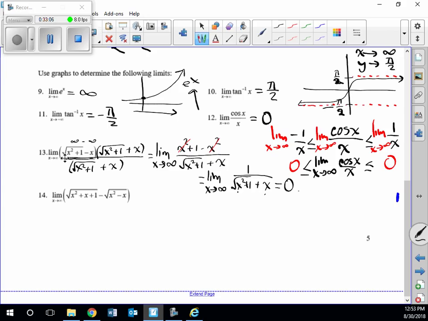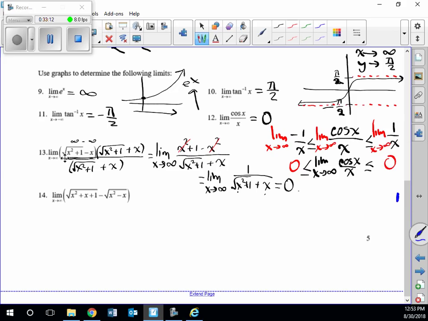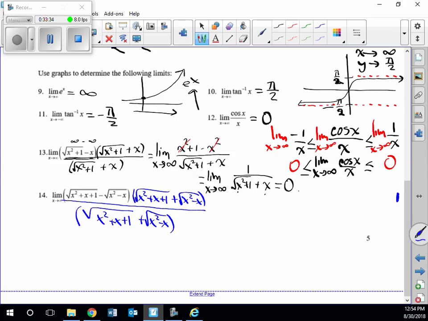Number 14 is very similar. It's just an uglier conjugate. So let's switch colors and do this one. You just want to multiply by the conjugate. This minus sign is going to become a plus. So we have the square root of x squared plus x plus 1 plus the square root of x squared minus x. And that's also going to go in the denominator. So let's put that same term, the square root of x squared plus x plus 1, and then a plus the square root of x squared minus x. Okay, there we go.